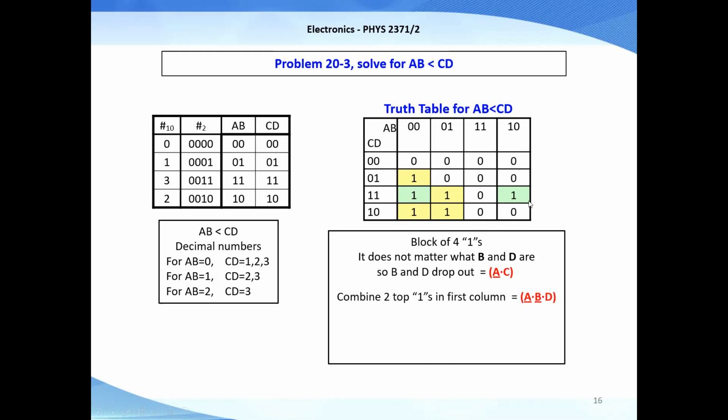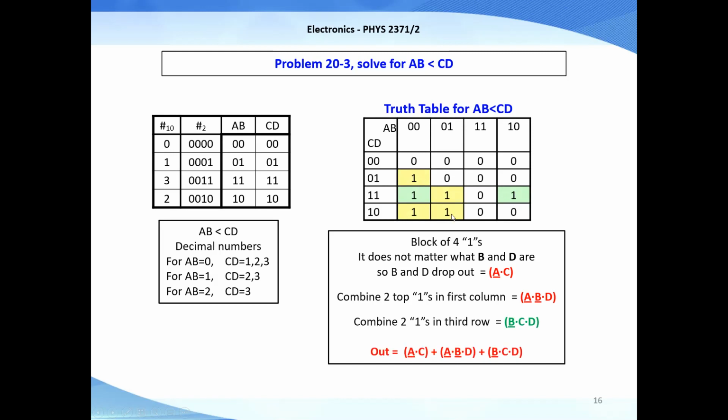Okay, and then you can take this green one and then you can take the ones in the first column. So remember, you use these 4, but you can use this one again. You can use this one and this one together. And then you can also use this one and this one. So you use this minterm 3 times, once for the block of 4, once for this block of 2, and then again for the block of 2 here and here.